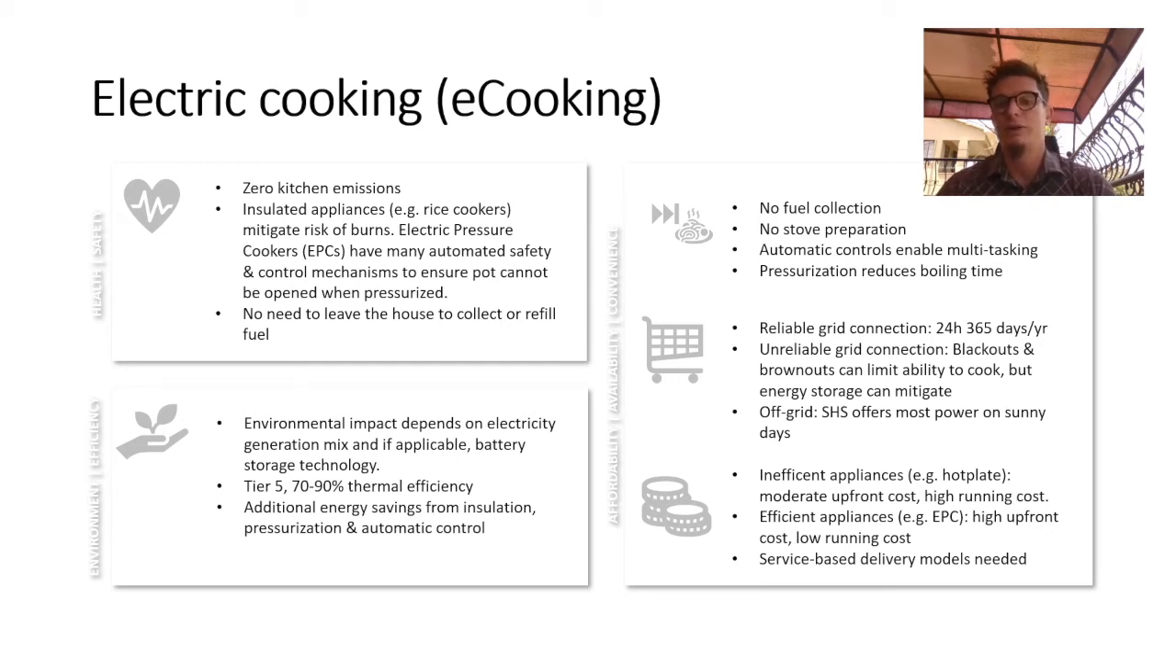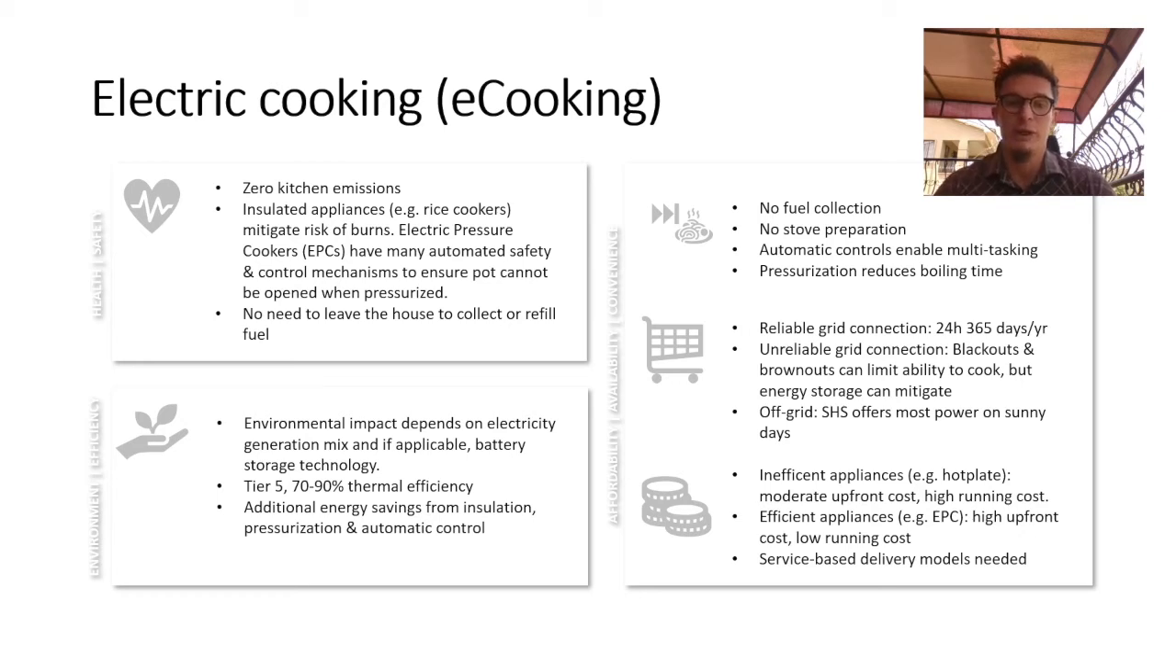In off-grid regions, solar home systems offer the most power on sunny days, but the much lower cost of solar panels in recent years means that solar home systems for cooking can now be designed to deliver sufficient power even in the rainy season on cloudy days, with excess power then available in the dry season.